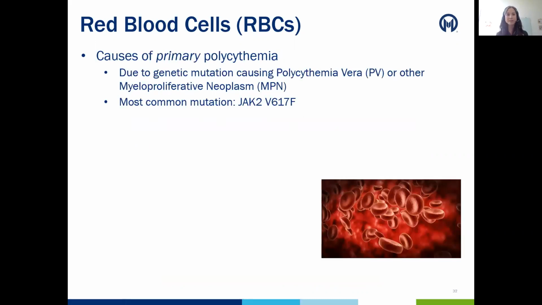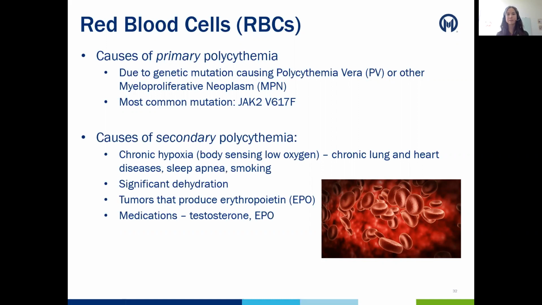Causes of primary polycythemia, the most common one that we typically talk about is due to a genetic mutation in your bone marrow and blood that causes a bone marrow cancer or disorder called polycythemia vera, or PV, or other similar classes of bone marrow cancers called myeloproliferative neoplasms. And so we can check for one of the most common mutations, called JAK2 V617F, and that can actually be checked just on regular blood work as well, if we encounter significant polycythemia for the first time in a person with no clear cause.